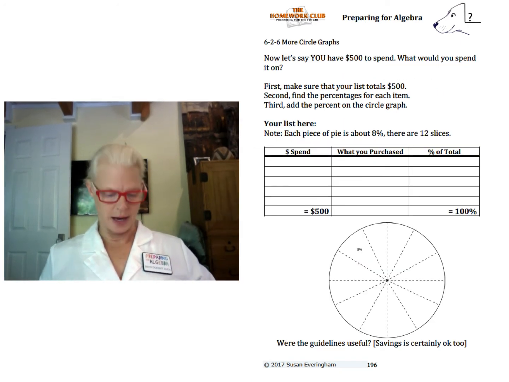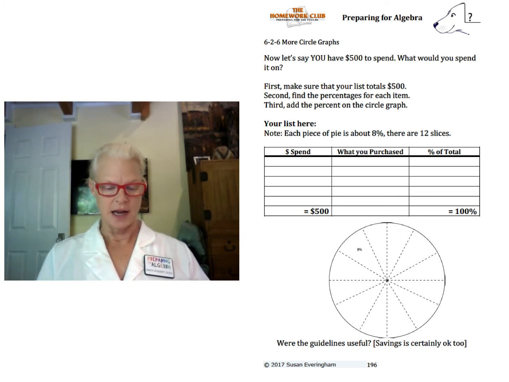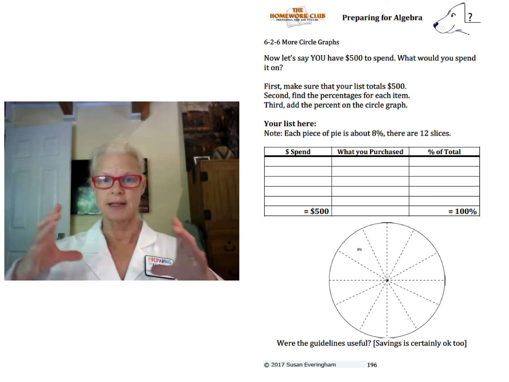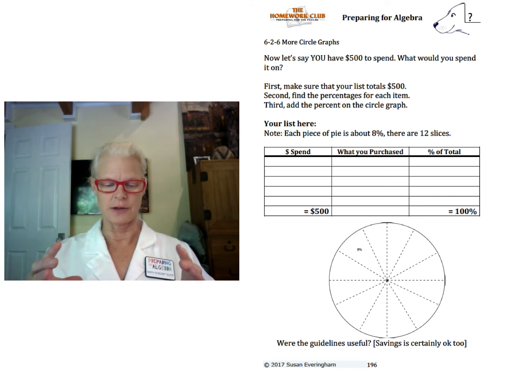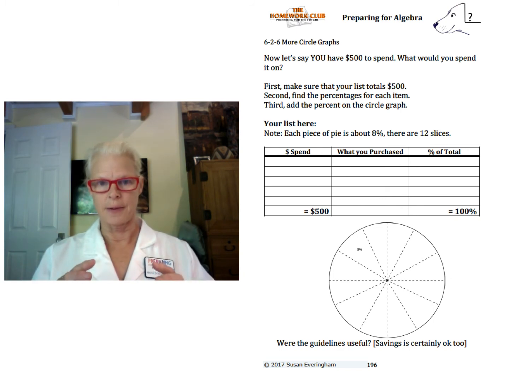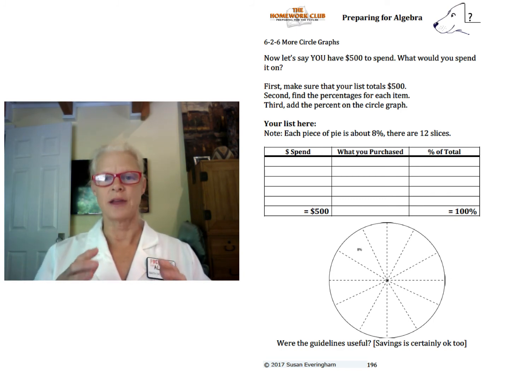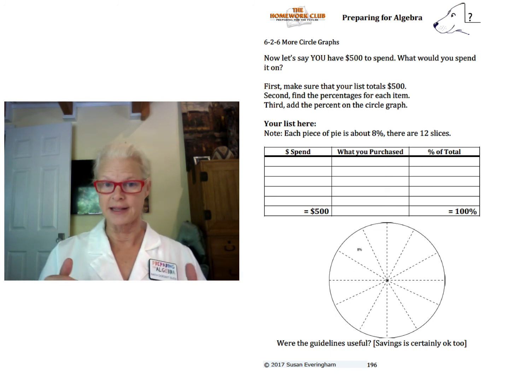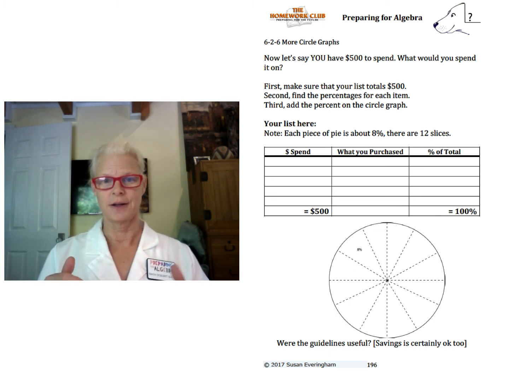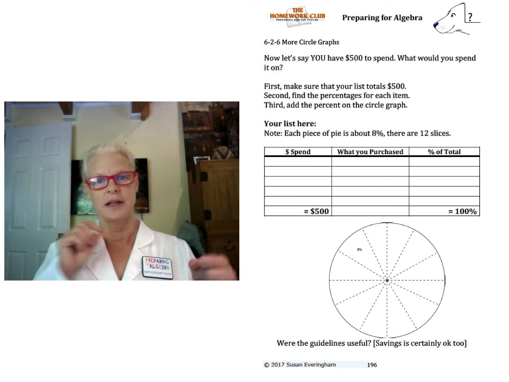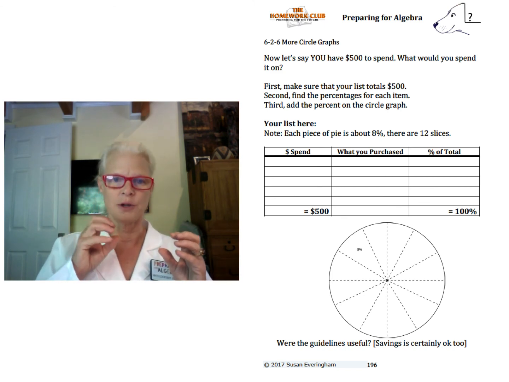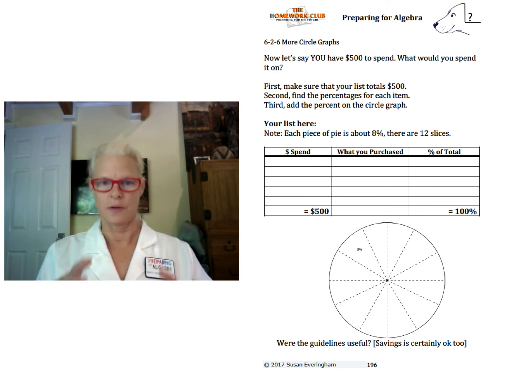On the next page, page 196, you're going to take the same whole, the same $500, and split it up into things that you could buy with that $500, but the whole thing has to add up to $500, okay? And again, the key is finding the percents of how much you spend compared to the whole.